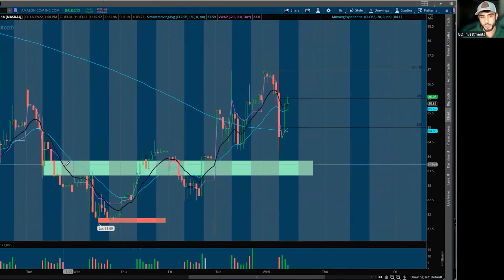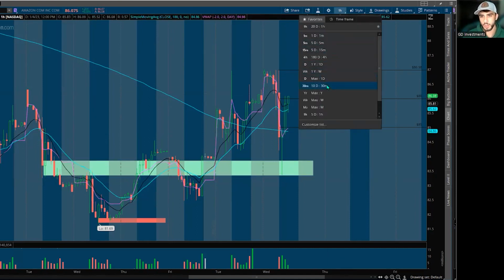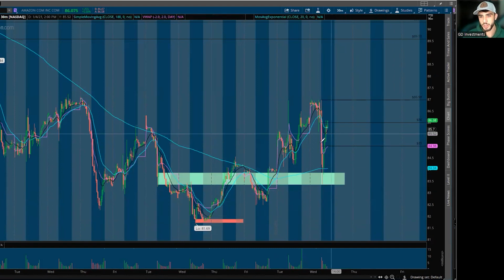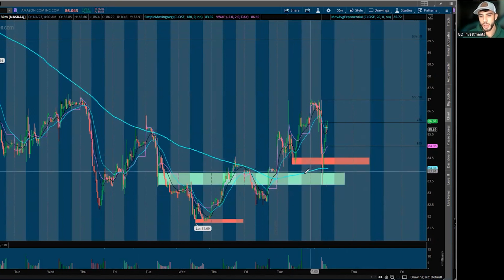And that's because we touched it a few times in the past, but it's hard to see on the hourly. So sometimes you have to look at the 30-minute and the 15-minute. Now, in this scenario, I had a better zone from yesterday, which was around here, as we can see. However, we didn't hold that zone, so I went to a bigger time frame to find the next zone.